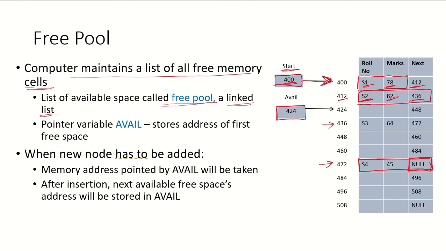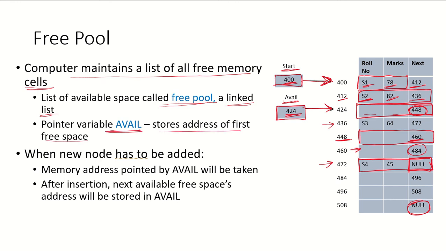What about the other memory spaces that are available? So the avail pointer over here is showing the list of the available spaces. The pointer to the next node says that the next available space is at 448. So this is the next available space. This shows that the next available space is at 460. This is the next available space, and the last available space is currently at address 508. And this pointer avail is storing the address of the first free space.